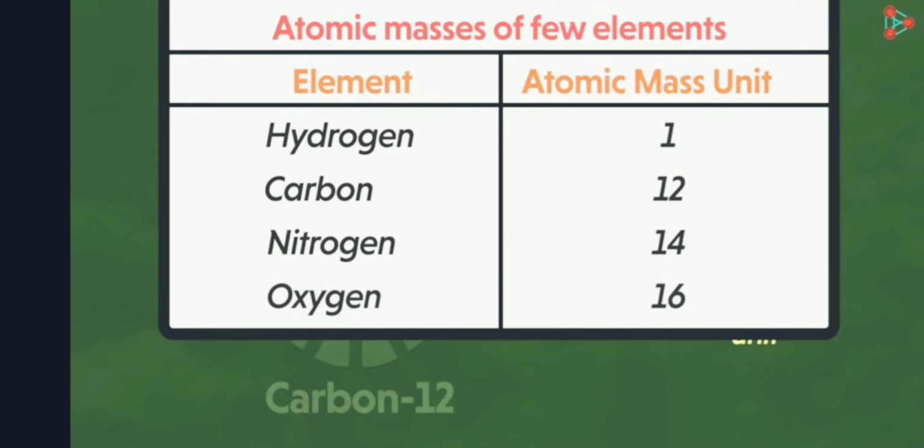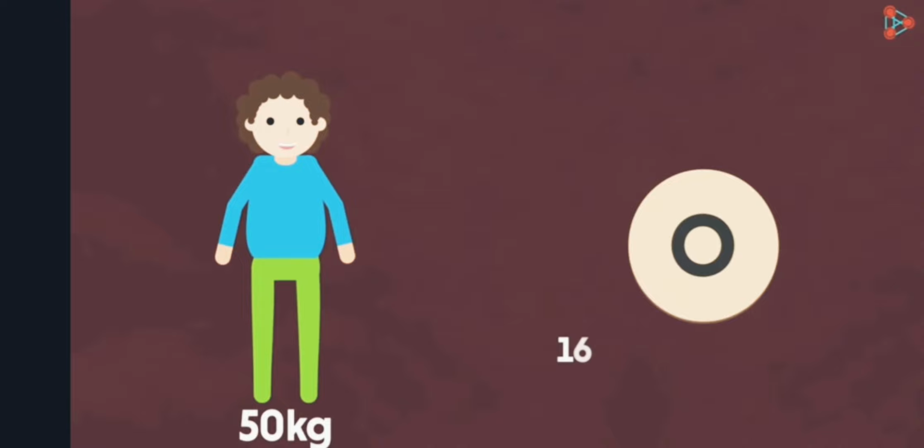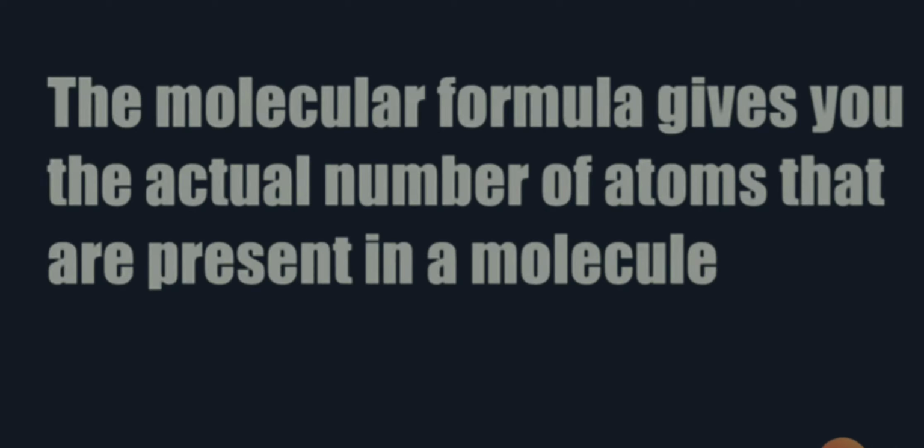Carbon is taken as a standard to find out the atomic mass of all other elements. The unit used to measure your weight is kilogram, but an atom is a very small species, so we cannot use kilogram to measure the mass of an atom. So to measure the mass of an atom, we use the term atomic mass unit by considering carbon as a standard. Let's talk about the molecular formula and empirical formula.